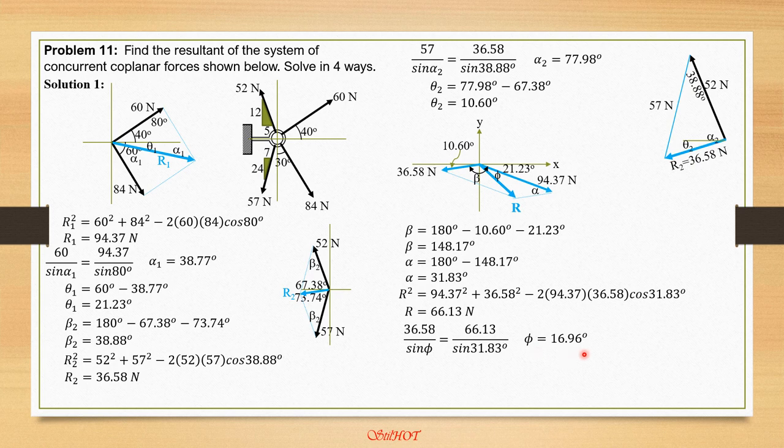16.96 degrees. Then having known P, the angle that the resultant makes with the positive x-axis: because this is clockwise, that's negative, so counterclockwise, it is 360 minus P minus 21.23. 360 degrees minus 21.23 minus P, which is 16.96 degrees. So theta is 321.8 degrees. Therefore, we express our answer as R is 66.13 newtons at theta equals 321.8 degrees. So that's it for this first method.